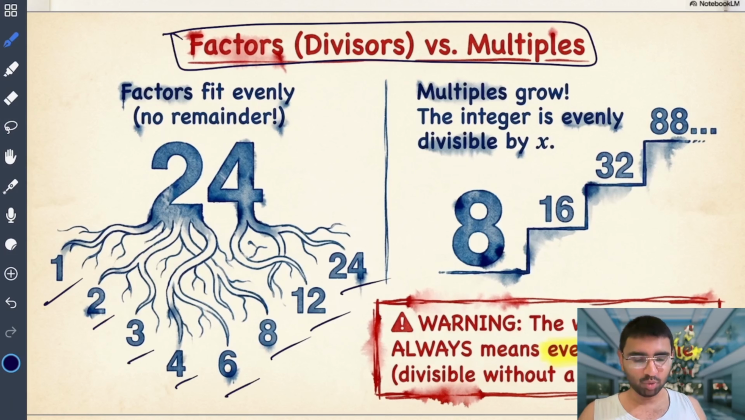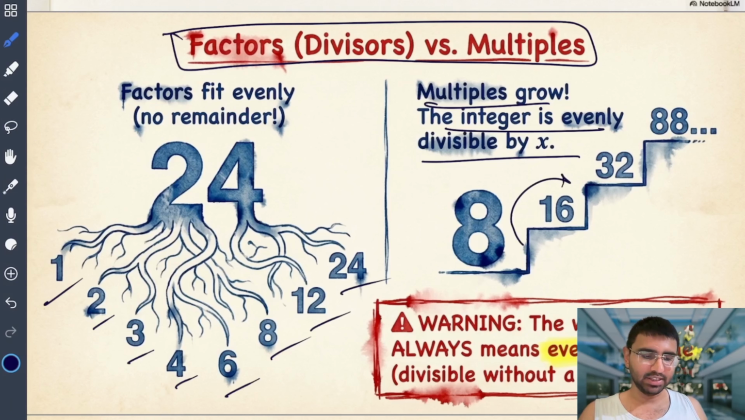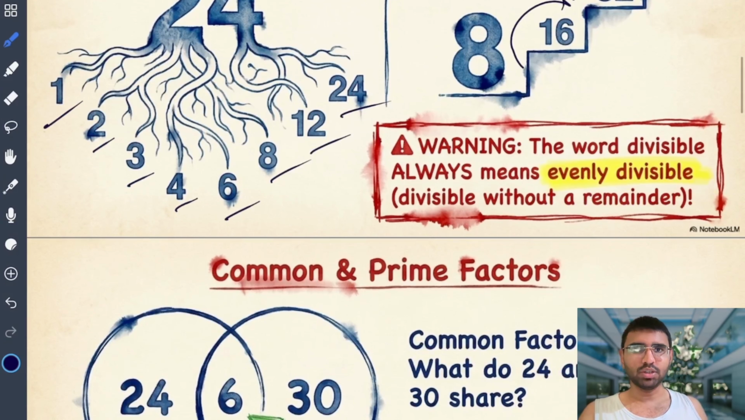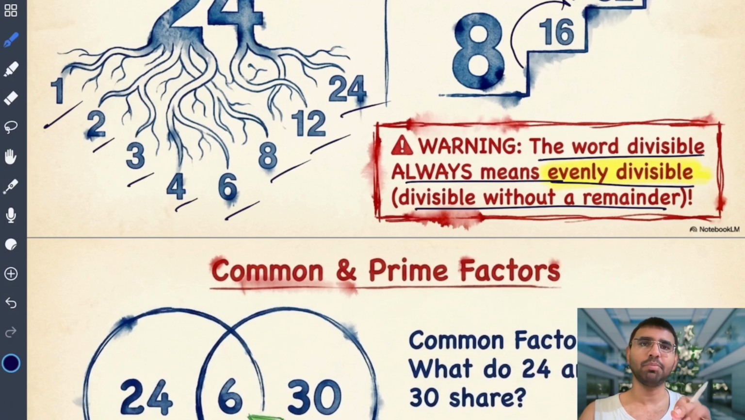And multiples grow. The integer is evenly divisible by x. For example, 8, then 16, then 32, then 88. So when multiples grow, the integer is evenly divisible by x. Here is one note: the word divisible always means evenly divisible without a remainder. So please remember that there is no remainder left when fully divisible or evenly divisible.